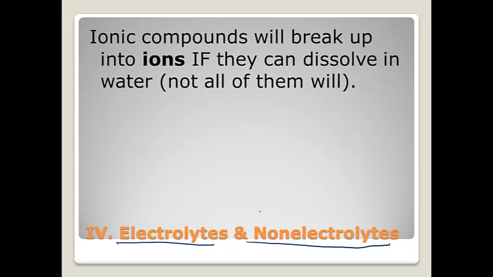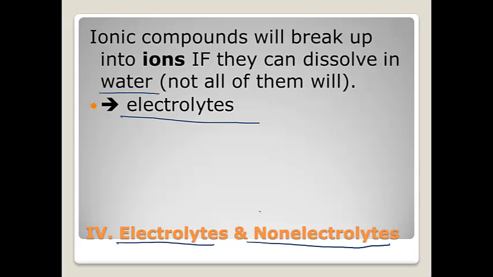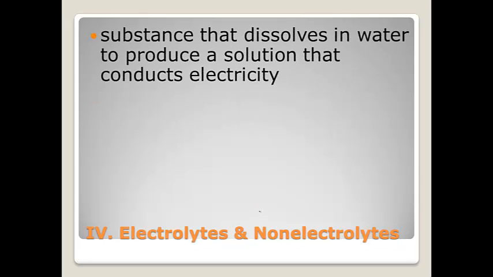Now, electrolytes and non-electrolytes. Ionic compounds will break up into ions if they can dissolve in water. Not all ionic compounds will be able to dissolve in water. If they do break up into ions, then these substances, not the solution but the substances, are known as electrolytes: substances that will dissolve in water to produce a solution that conducts electricity. That is basically what an electrolyte is.